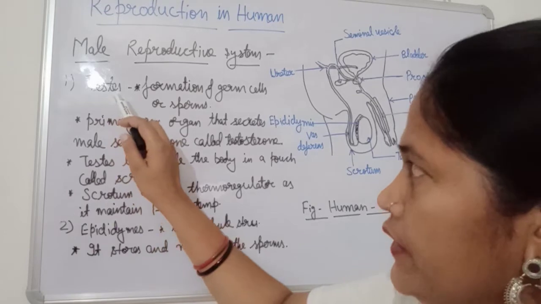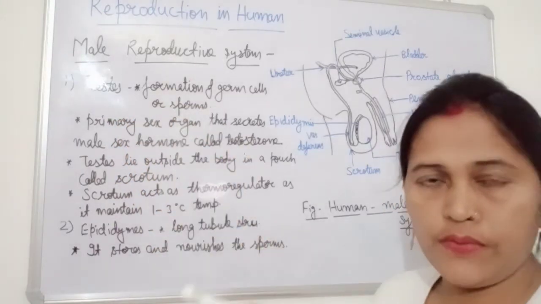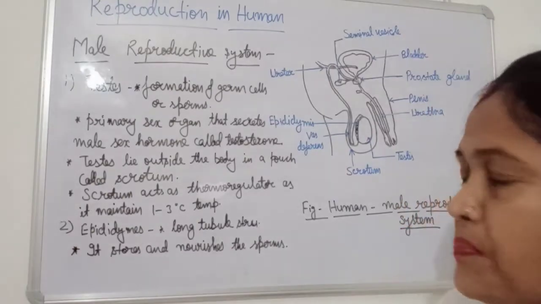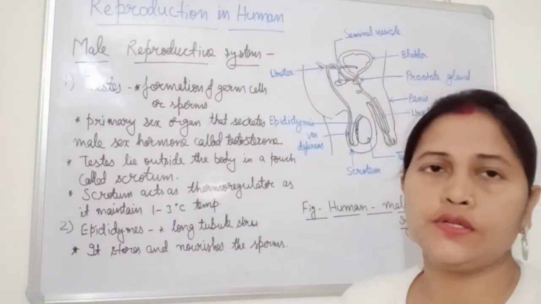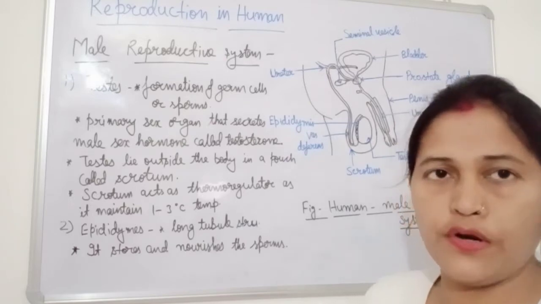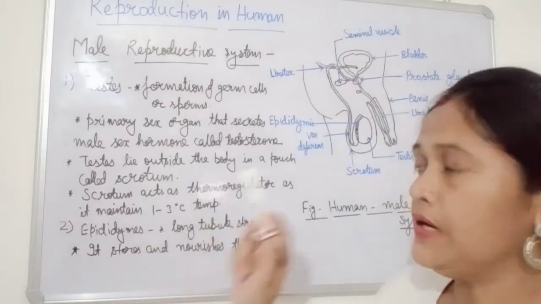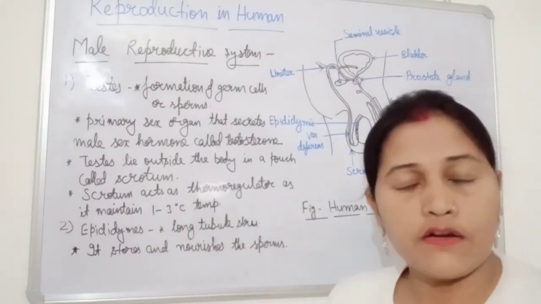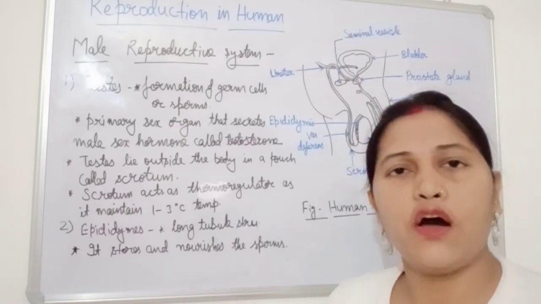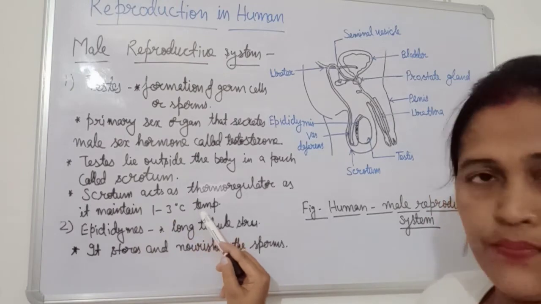These are formed as a pair in the male. So where is it located? First of all, the main important thing: the testis is the primary sex organ of the male. It is located outside the body, not inside the body. Why? One important reason is that the testis secretes sperm, and that requires a temperature lower than our body temperature, approximately 1 to 3 degrees Celsius lower.